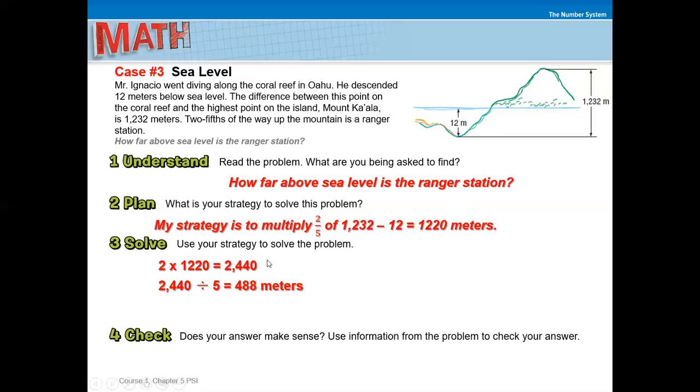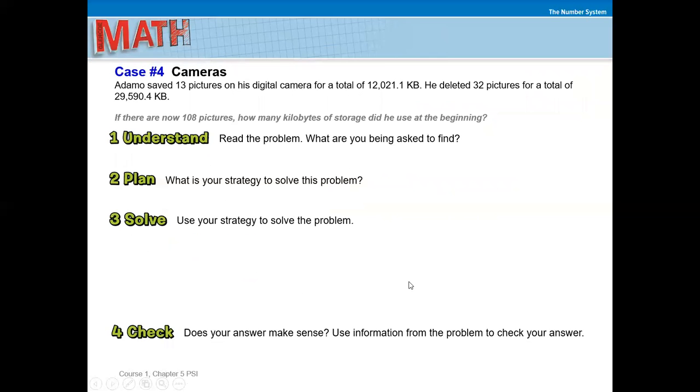2 times 1,220, to do 2/5, we multiply the numerator times the numerator. 2 times 1,220 is 2,440. Now I need to divide by 5. 2,440 divided by 5 equals 488 meters. Does the answer make sense? Yes.